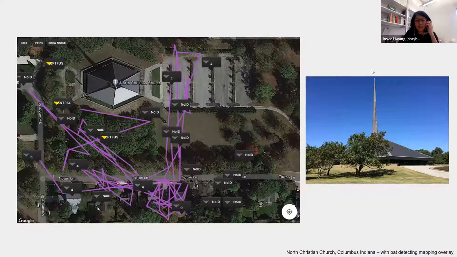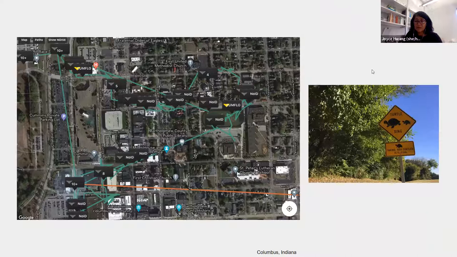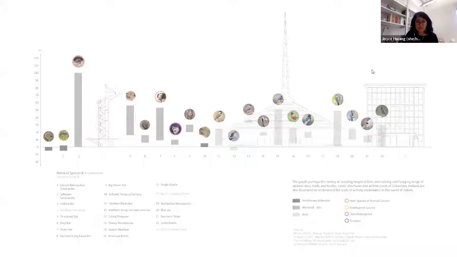Here's another documentation of a walk around the city, also using my ultrasonic bat detector and getting a sense of where the bats are all around Columbus, Indiana, while also looking for other signs of non-human life. Interestingly, the city is at the confluence of two rivers, and at the river there are all these turtle crossing signs. So that was something I thought was quite interesting as well.